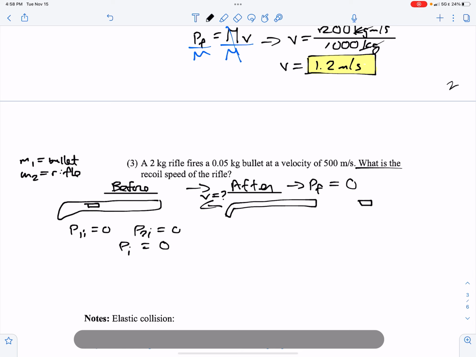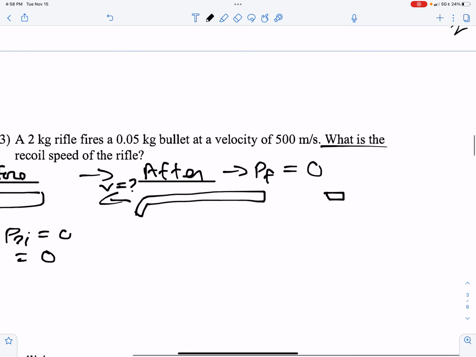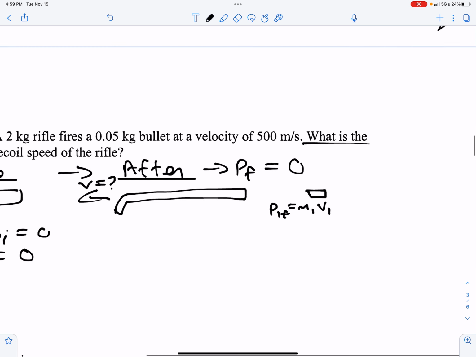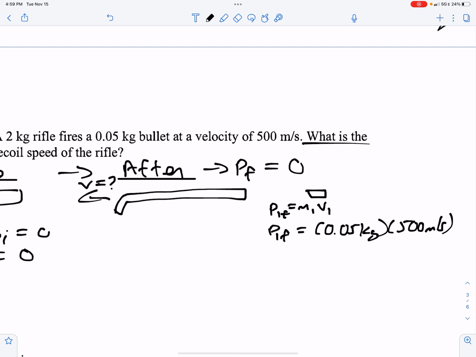The bullet, on the other hand, okay, has a momentum. So M1 V1, right, is going to be P1. And this is P1 final, because this is the momentum of the bullet after collision. Okay, so P1 final is going to be, what, 0.05 is the mass times the velocity of 500 meters per second. Multiply those and we get 25. 25 kilograms meters per second is the momentum before.